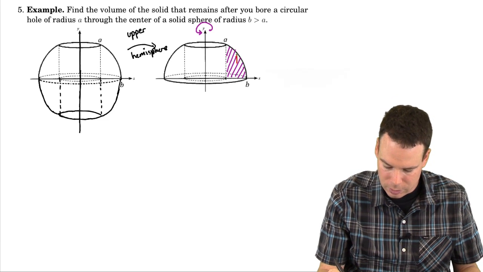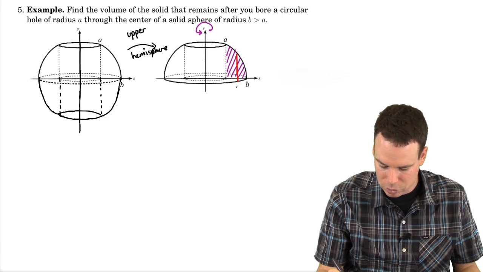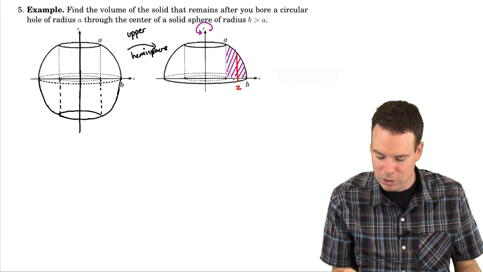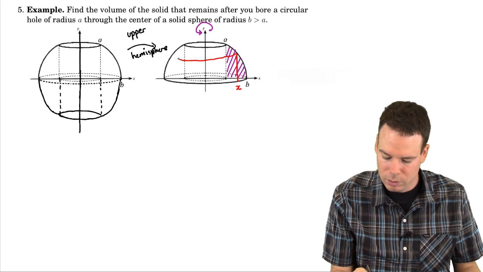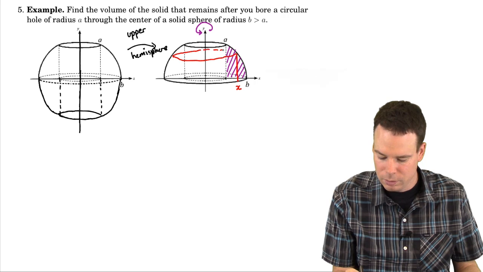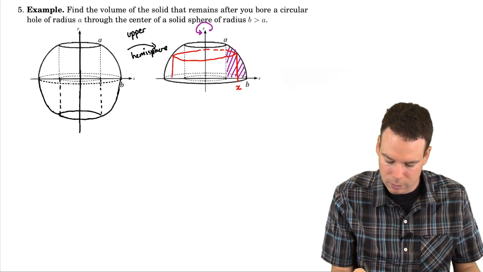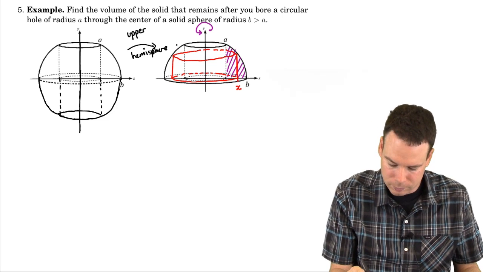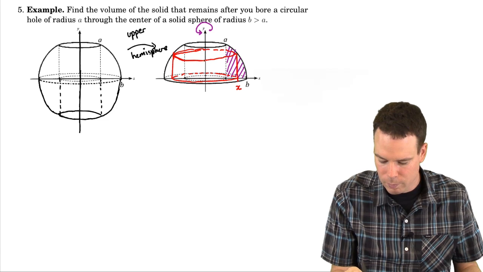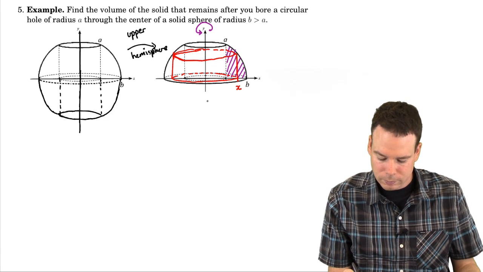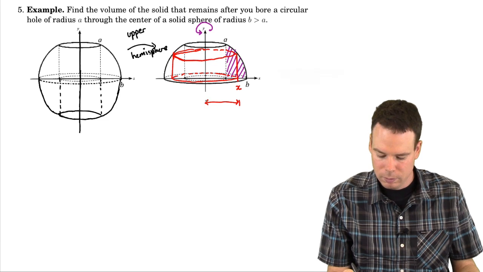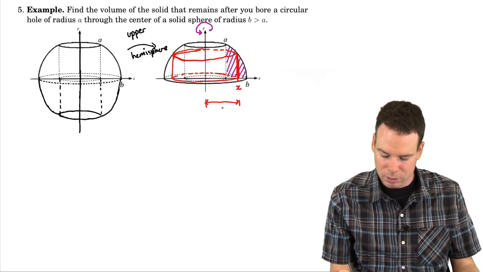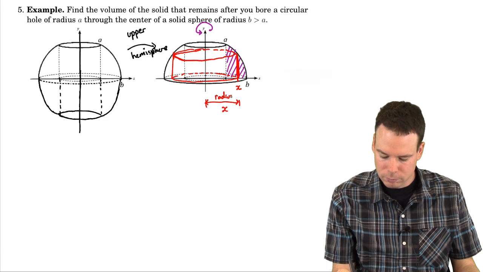Now, to do the shell method, we're going to take an arbitrary slice. This will be at position x. X ranges anywhere between a and b, so we already know our variable of integration and our limits of integration. Now we just have to find expressions for radius and height. So there's our cylinder. And I need to know the radius and the height. What's my radius? The radius is the distance from the vertical line segment I've chosen and the axis of rotation. So that's going to be x in this case.